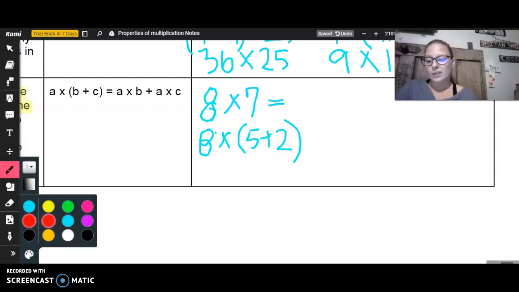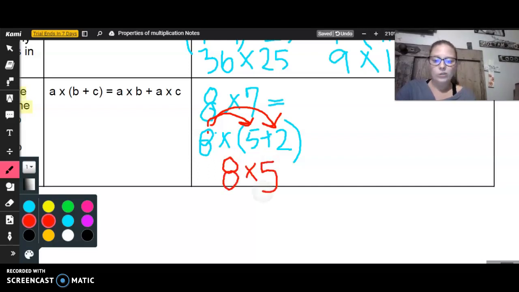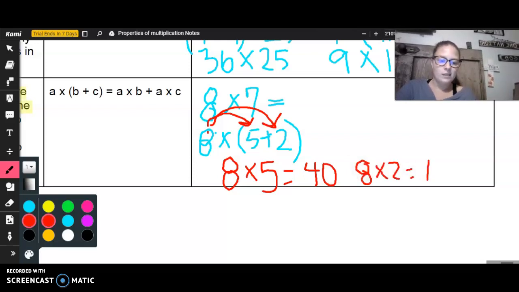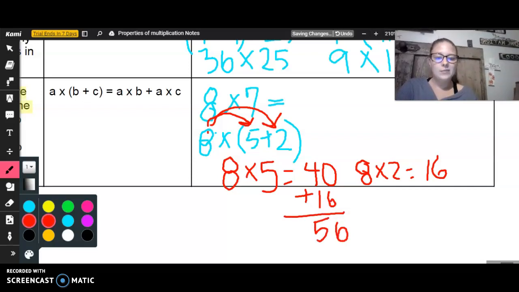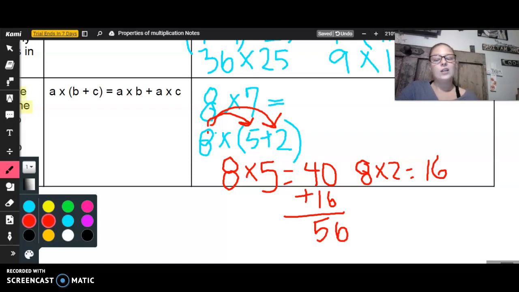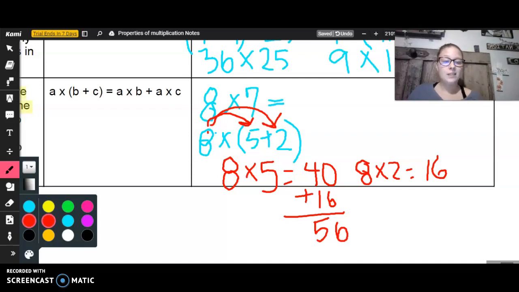With the distributive property, I'm going to change the color of the pen. We take the 8, and we know we're going to have to multiply 8 by 5. Then we're going to multiply 8 by 2. So now we rewrite the problem as 8 times 5, which we know is 40, and 8 times 2, which is 16. 40 plus 16 is 56. And so now we know that 8 times 7 is 56. And so this property just helps us to break down problems, so it makes it easier to solve in our head.